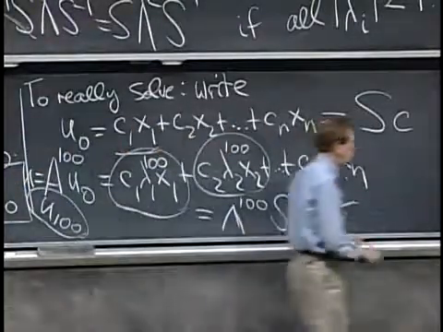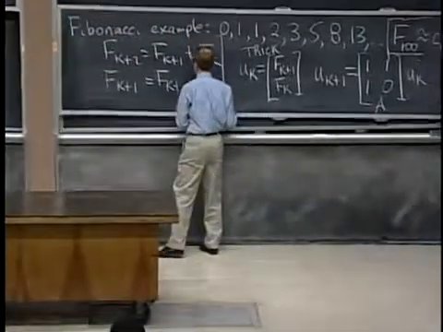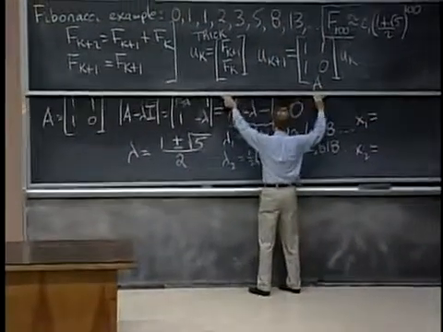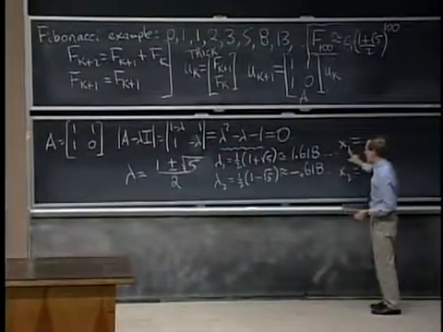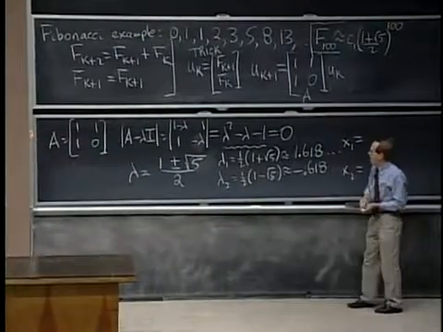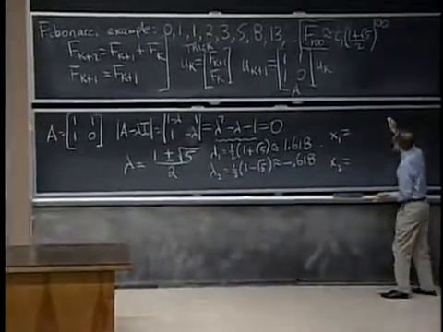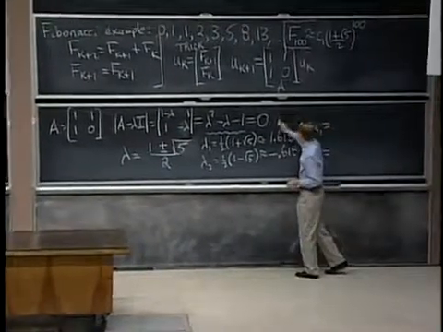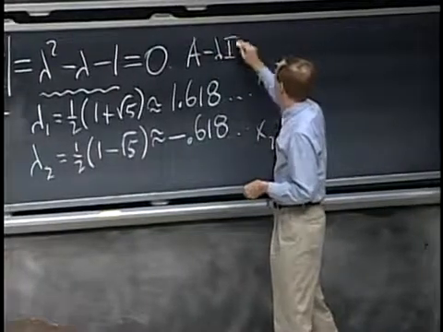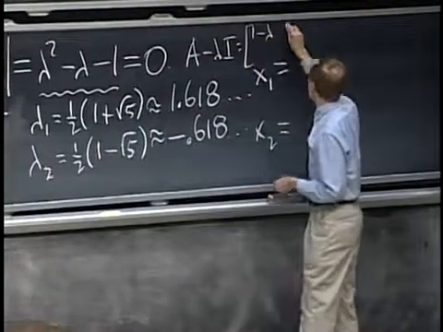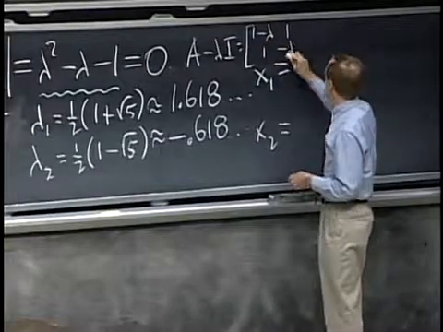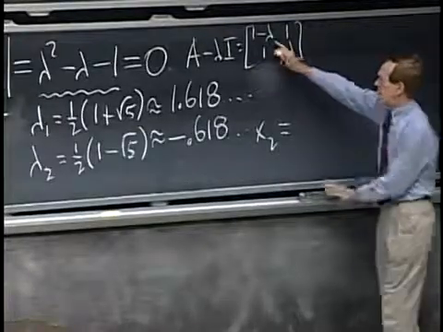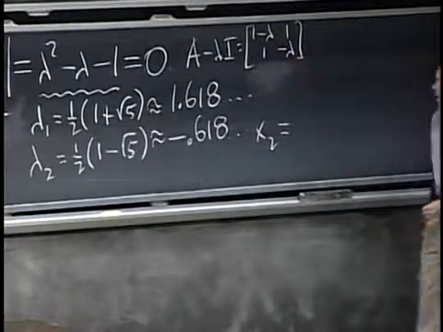Okay, I guess to complete this, I better write down the eigenvectors. So we should complete the whole process by finding the eigenvectors. Okay, well, up in the corner, I have to look at A minus lambda I. So A minus lambda I is 1 minus lambda, 1, 1, and minus lambda. And now, can we spot an eigenvector out of that? For these two lambdas, this matrix is singular.